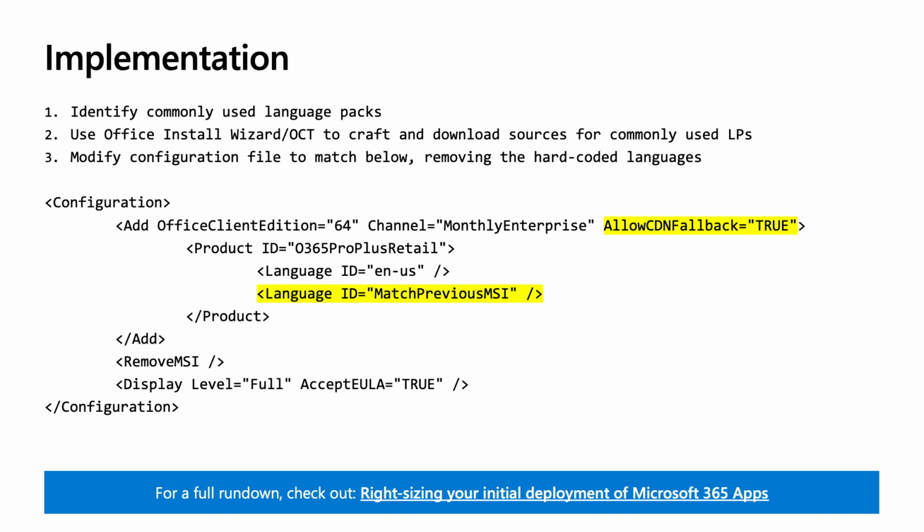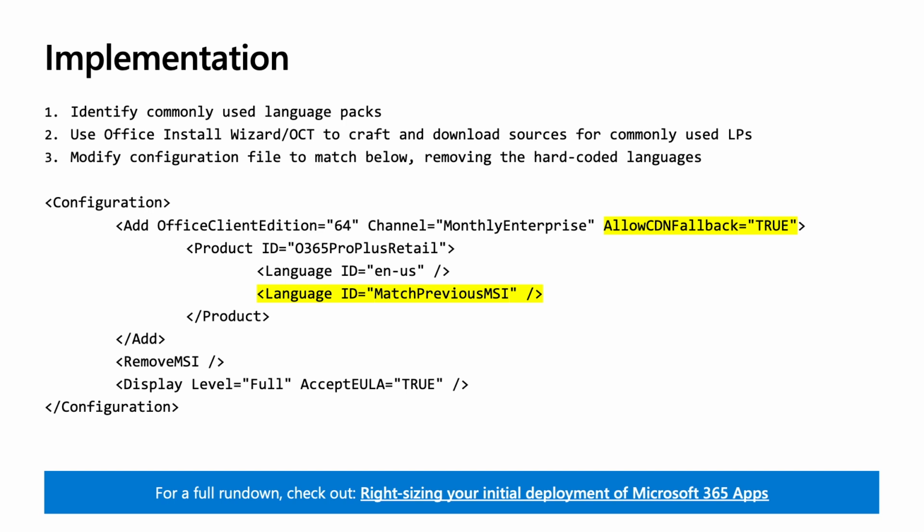So how do you actually implement this? First of all, you have to identify your most commonly used languages. I have an article online which has a full rundown of these steps, including a sample query, how to query the Config Manager database, what the spreadsheet should look like, and so on. So please look at this documentation for a full rundown.